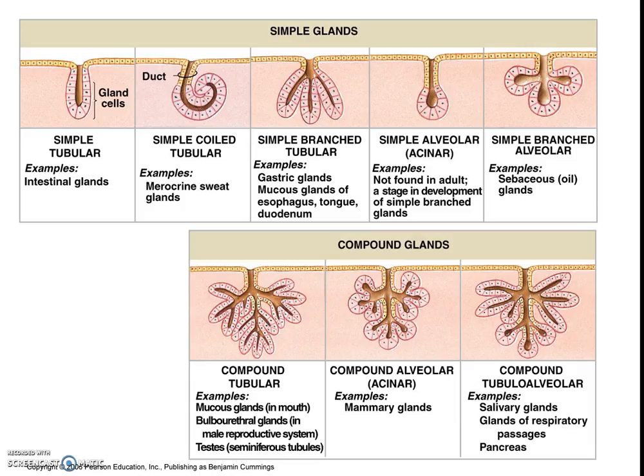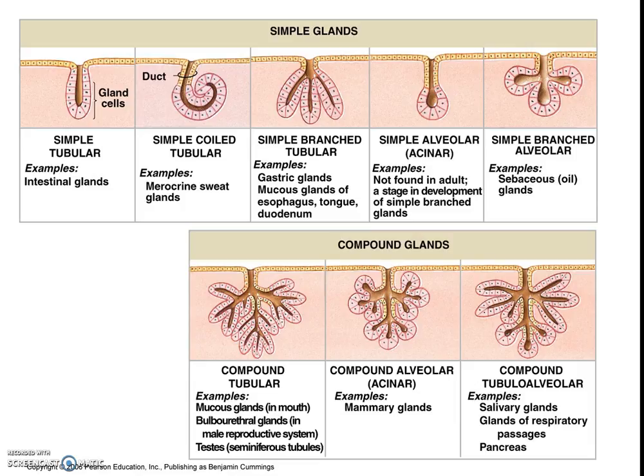Looking at this, if it says simple glands, or simple as part of the description, there are no branches. But if it branches one time, then we call it simple branched. So notice we have simple branched tubular and simple branched alveolar. The simple branched tubular is more of the spear, sharp-shaped ducts, whereas the simple branched alveolar has more of the rounded circular shapes.